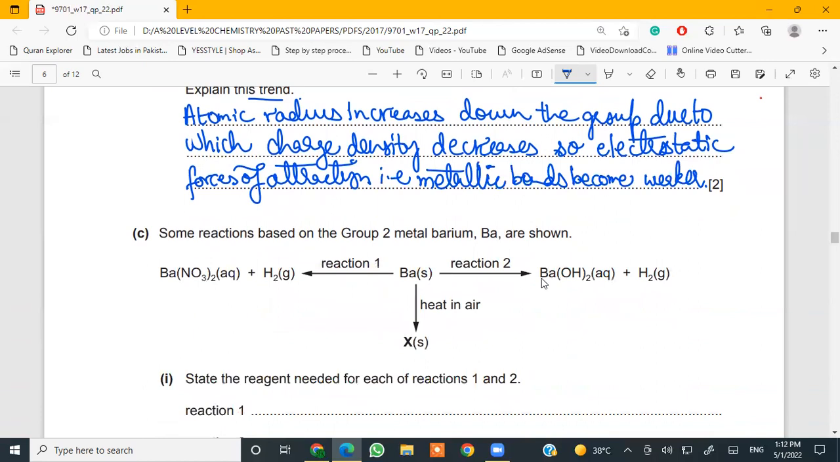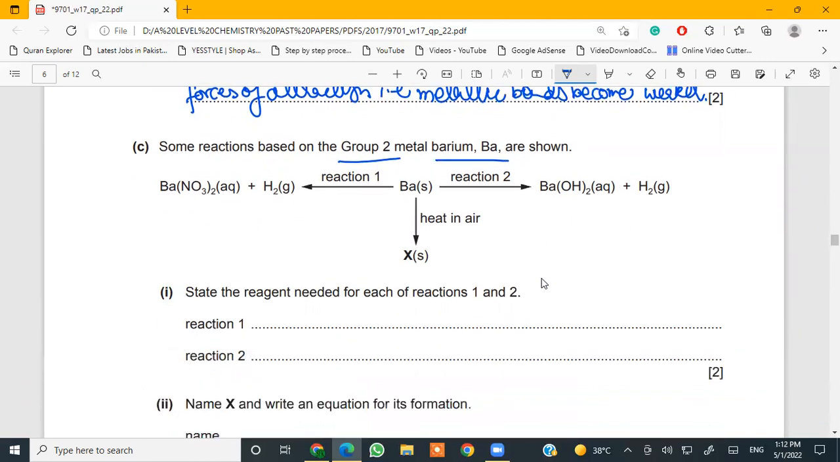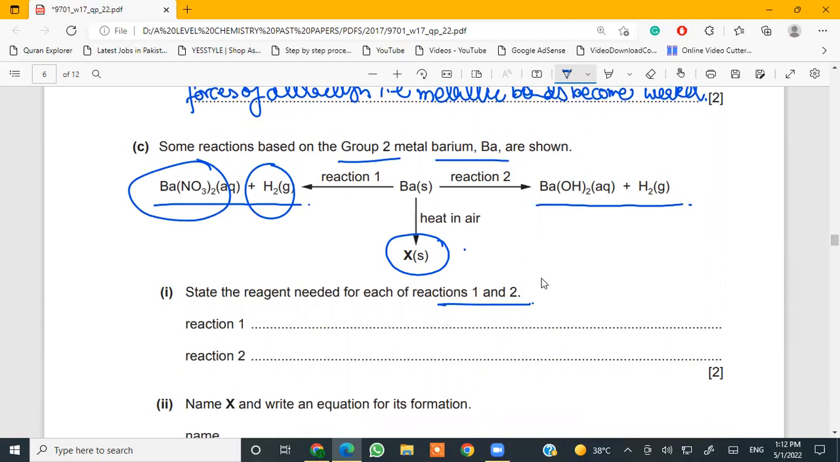Then some reactions based on group 2 metal barium are shown over here. So this is barium, all right? It can go to form barium nitrate and hydrogen, or it can go to form barium hydroxide and hydrogen, or it can be heated to give you a solid X. Now state the reagent needed for reaction 1 and 2. If you look at reaction 1, it's giving you nitrate and a hydrogen gas, right? When do we get hydrogen from a metal? When a metal is reacted with an acid. Which acid? Just look at the anion over here. It's nitrate, so nitric acid. So the reagent used over here is nitric acid, HNO3.